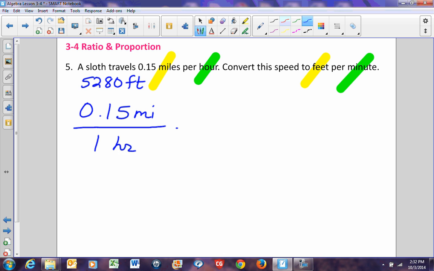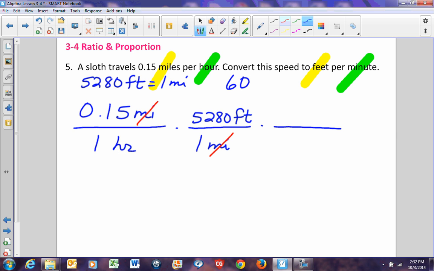5,280 feet is equal to 1 mile. So I need my miles to cancel out, so my 1 mile will go on the bottom, and my 5,280 feet will go on the top, because now the miles have canceled out, and I've got feet per hour, but I need feet per minute. So I've gotten my feet taken care of. Now I need to do minutes, and there are 60 minutes in an hour. I need my hours to cancel out, so my 1 hour will go up here, and my 60 minutes will go down here in the denominator, and the hours cancel out.